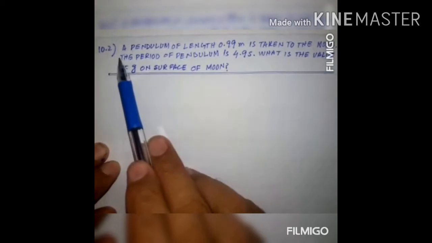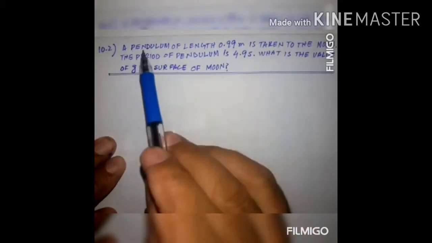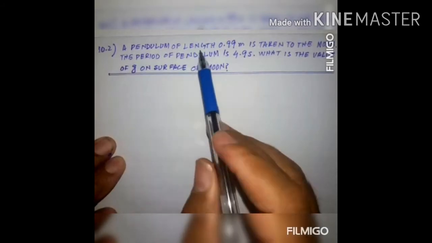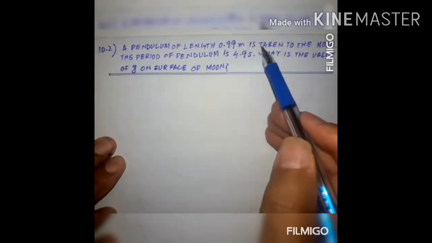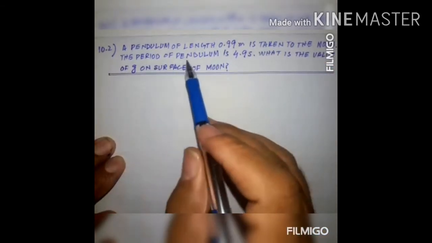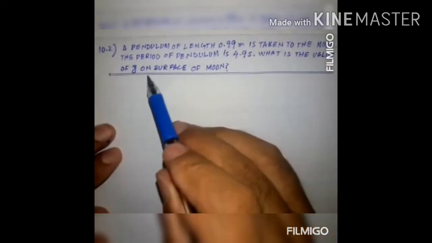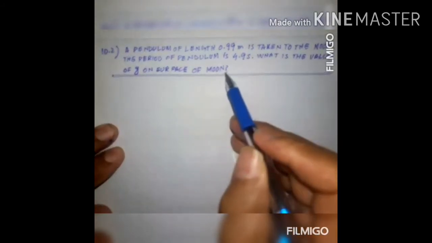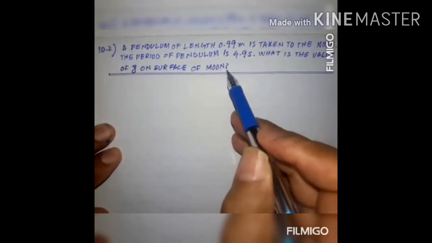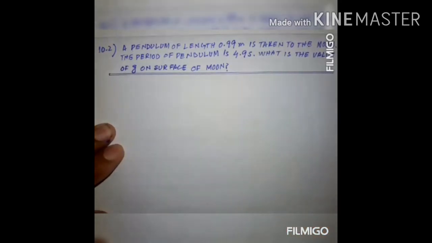In numerical 10.2, according to the statement, a pendulum of length 0.99 meter is taken to the moon. The period of the pendulum is 4.9 seconds. What is the value of g on the surface of the moon? We have to find the acceleration due to gravity on the surface of the moon.